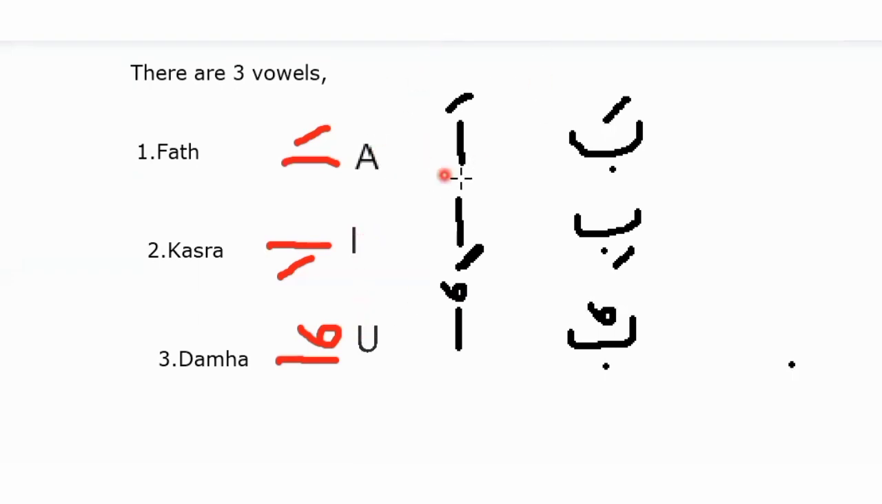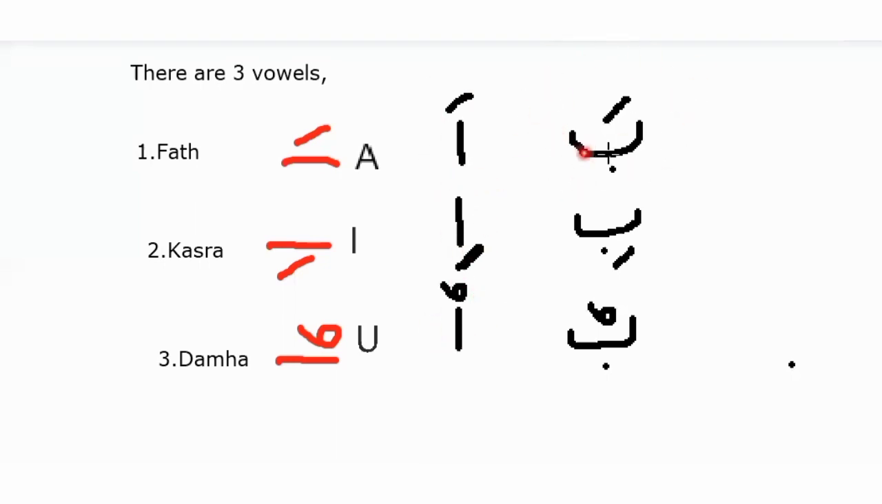When we read it with Hamza, you know Hamza doesn't have any specific sound. That is why the original sound of Fatha is Hamza Fatha A, Hamza Kasra I, Hamza Damma U. A, I, U.